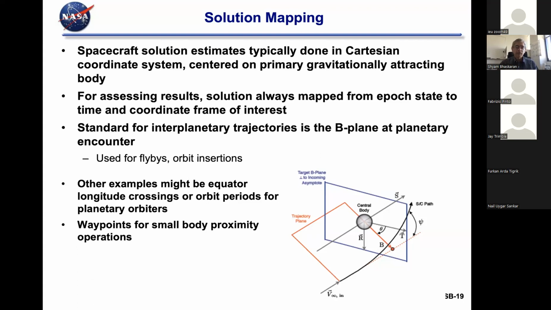That's just one example of a mapping. Another mapping could be equator longitude crossings if you're an orbiter around a planet, for example, or an orbital period. You want to maintain an orbital period of X number of days or hours around the planet, and we can take that Cartesian state and rotate it into orbital elements. It gives us the orbital period. There are various things we can map the solution into.